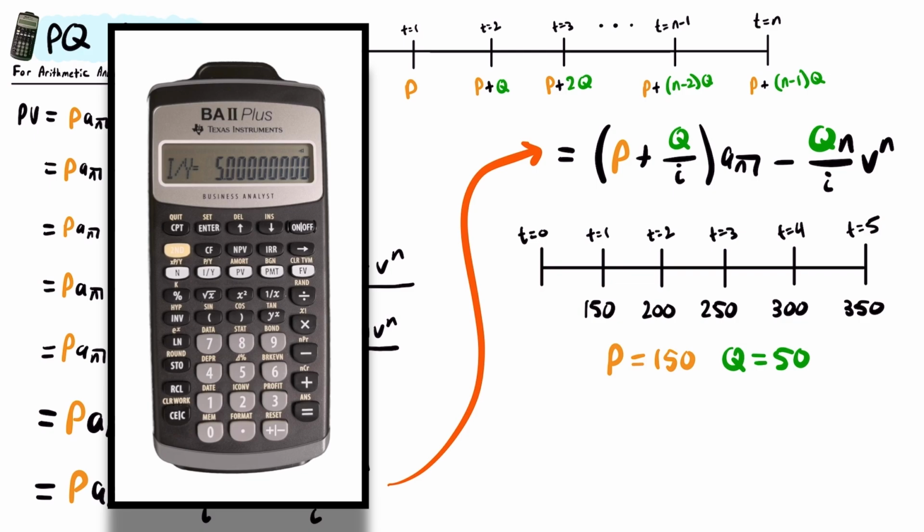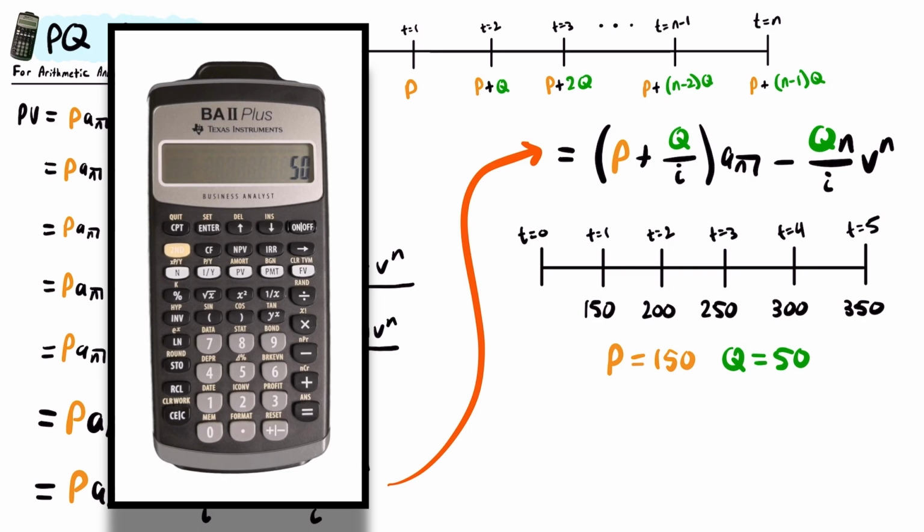And now what we want to do is input the amount of the payment for the annuity, which is this expression right here, P plus Q divided by I, and then we'll input the value of the future value, which is negative Q times n divided by I. So let's do this calculation first. Let's do the payment. I'm going to start by taking Q divided by I, so I'll punch in 50 for Q. And then we're dividing by the interest rate, but be careful, don't divide it by 5 as in 5%. Divide it by the decimal equivalent, which would be 0.05.